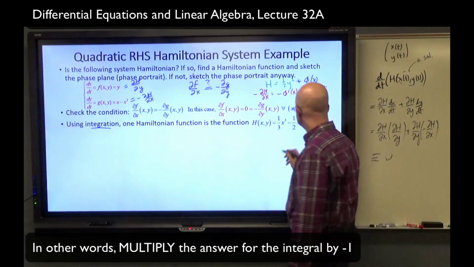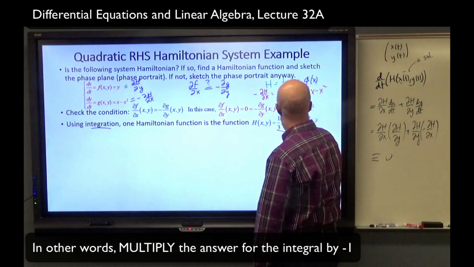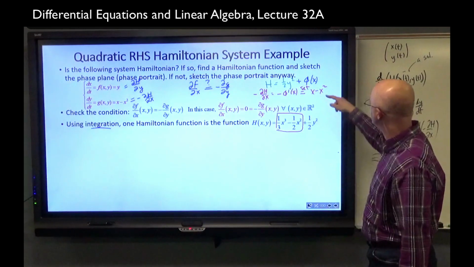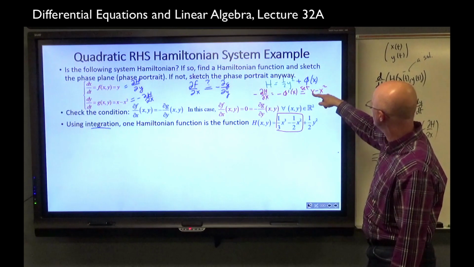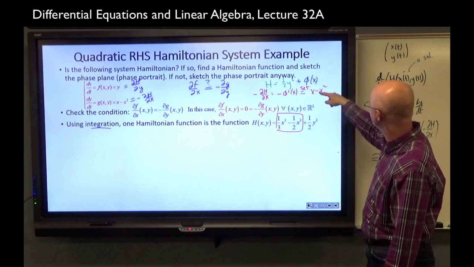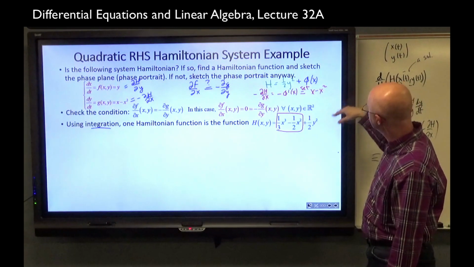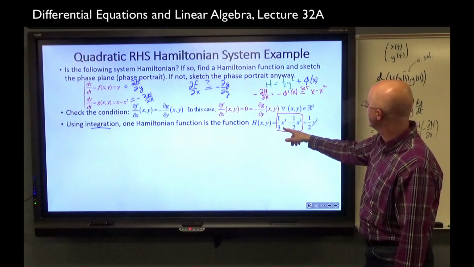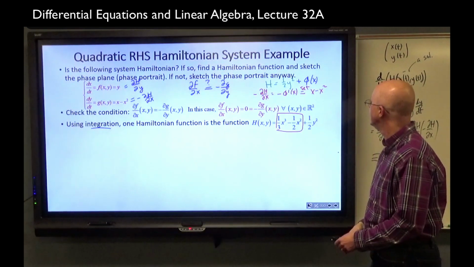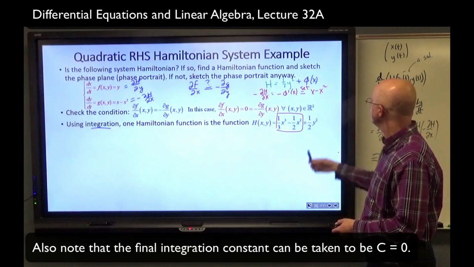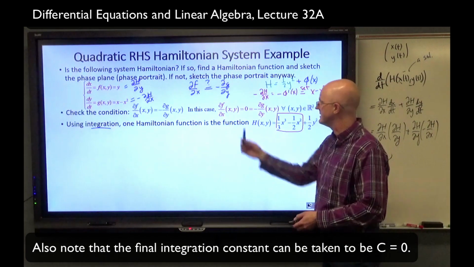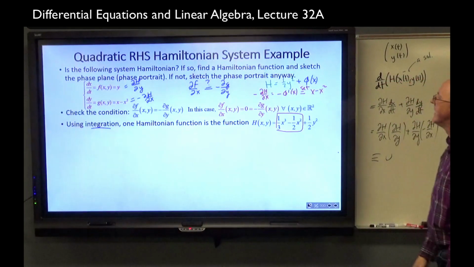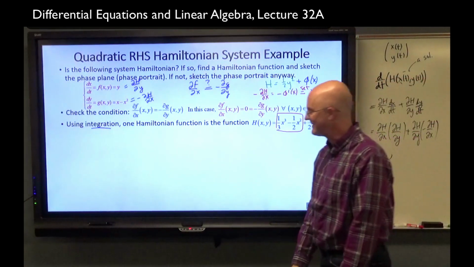The phi of x is right here. That would be what you get when you integrate this with respect to x and then put a minus sign in front. You get, with the integral, 1/2 x squared minus 1/3 x cubed, but then distribute a minus sign through, and you get 1/3 x cubed minus 1/2 x squared. The combined function now, add on the 1/2 y squared, is a Hamiltonian function for this system, and you can double check that. All right, so what's this phase plane look like?